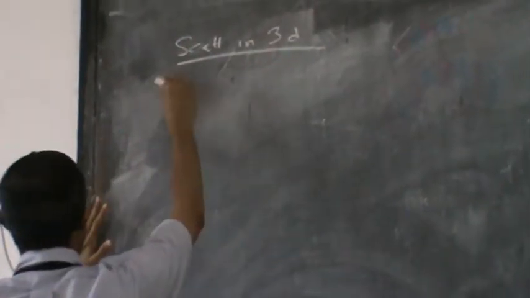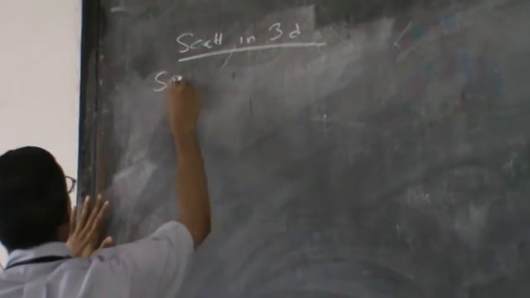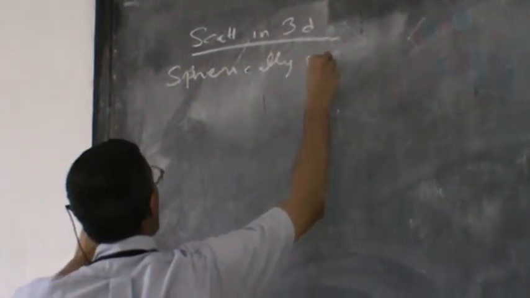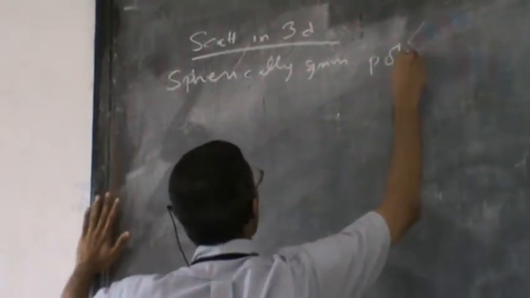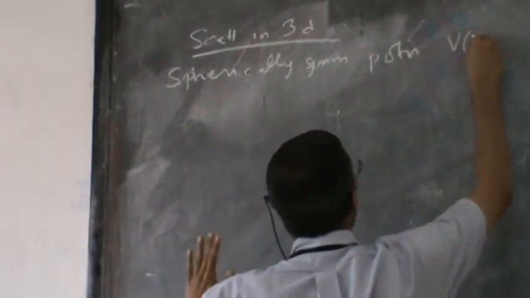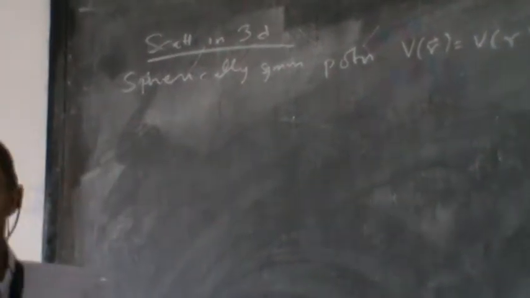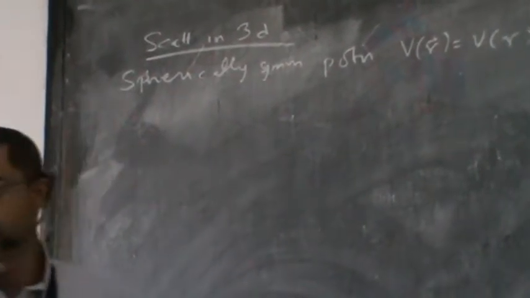In 3 dimensions, and we have in mind for simplicity a spherically symmetric potential. V of r is only a function of the radial coordinate, not a function of theta and phi.